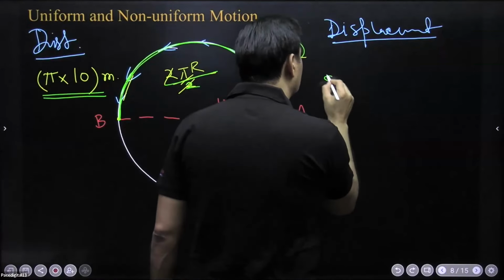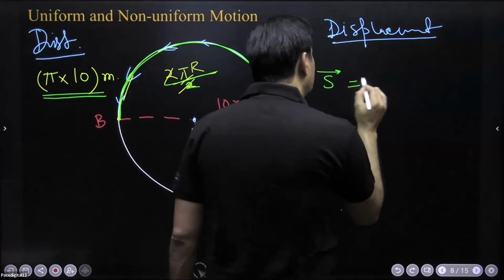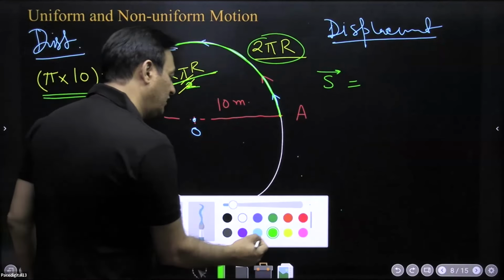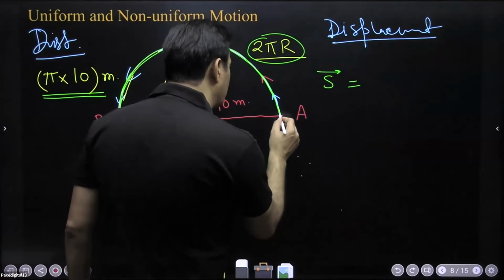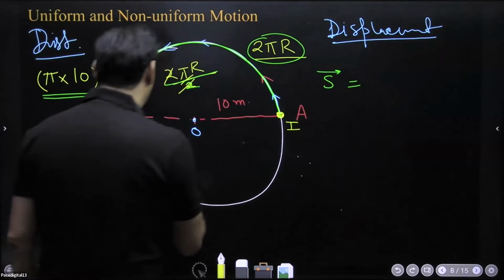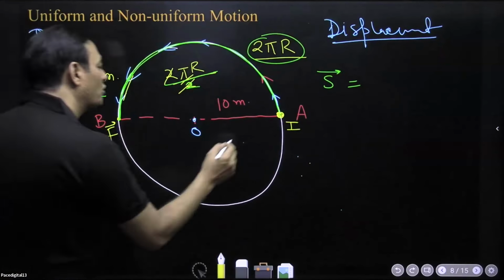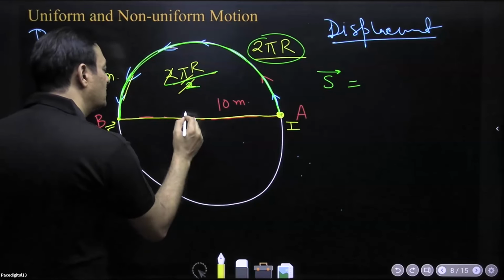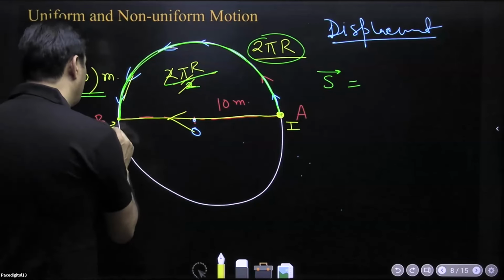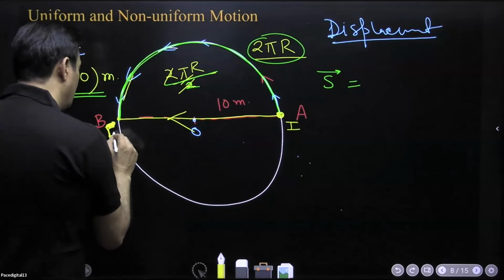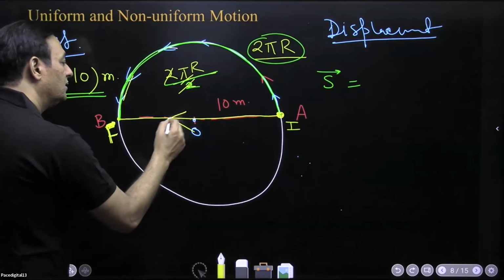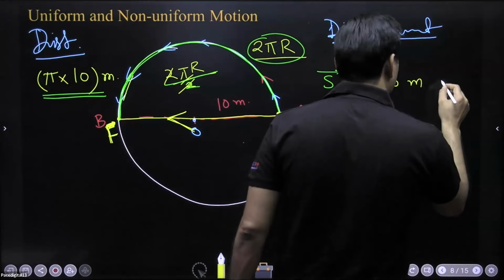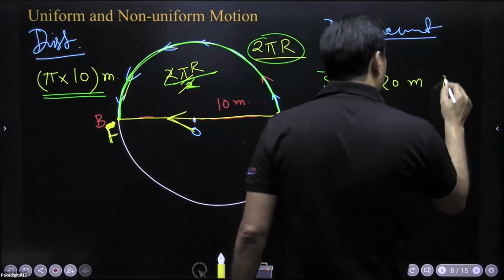Displacement will be a vector. So I will draw an arrow. This vector, the displacement, will be the line joining the initial position to the final position. This is my initial position. This is my final position. You have to join the initial position to the final position, and this vector represents the displacement, and that is equal to 20 meters, and the direction is from A to B.